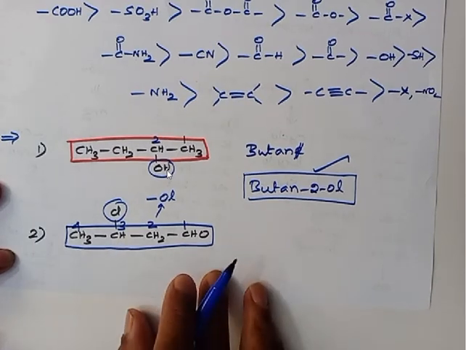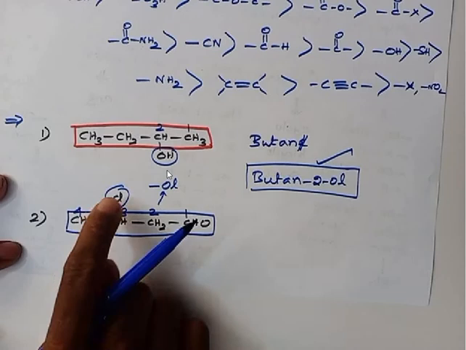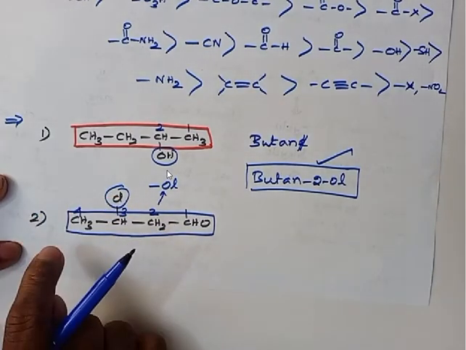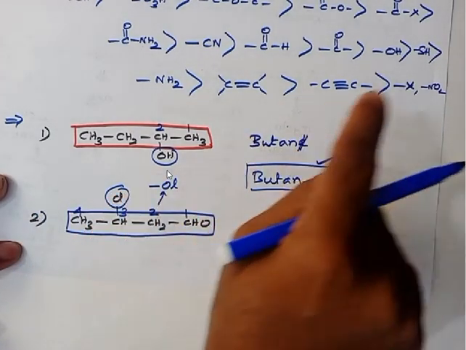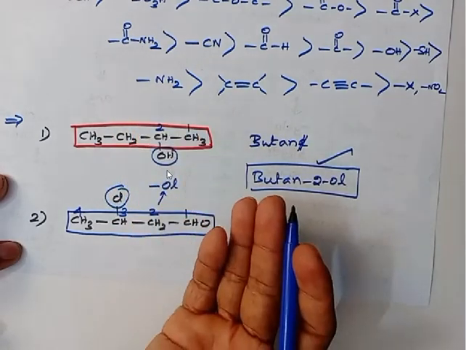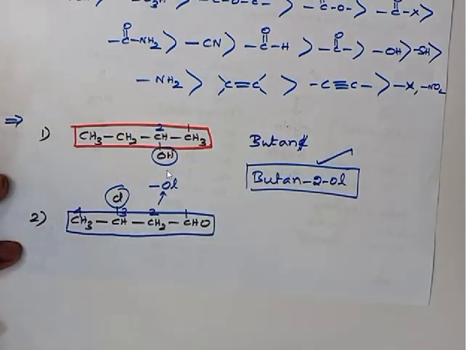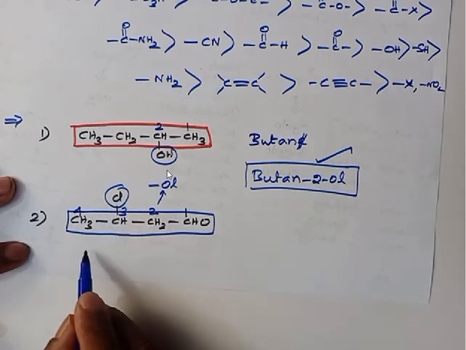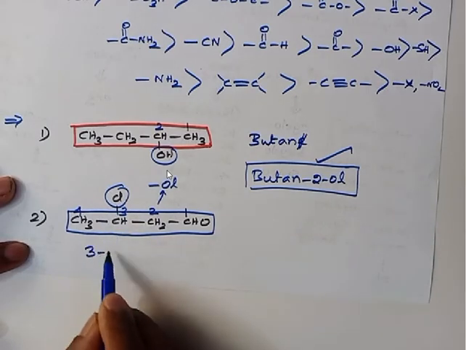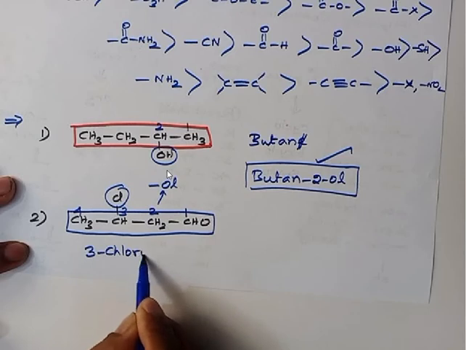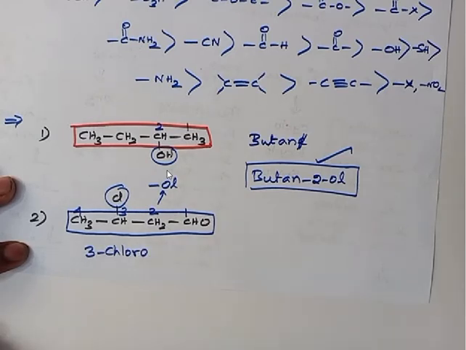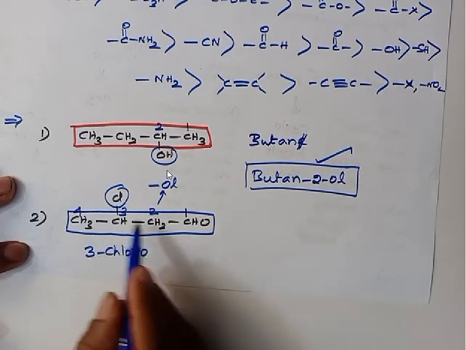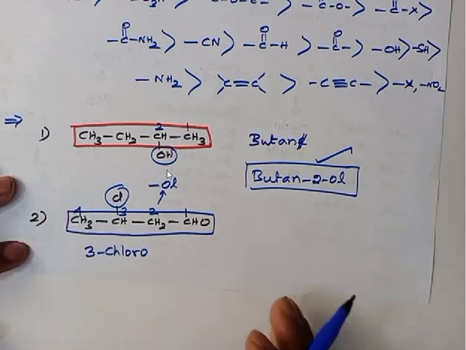So what's the name? While naming, halogen should be named first, because halo group, nitro group, alkoxy group, all these groups come in the secondary prefix. They should be named first. So halogen is attached to carbon number 3. So the name of this compound is 3-chloro. Then there is no cyclic ring, so no primary prefix.